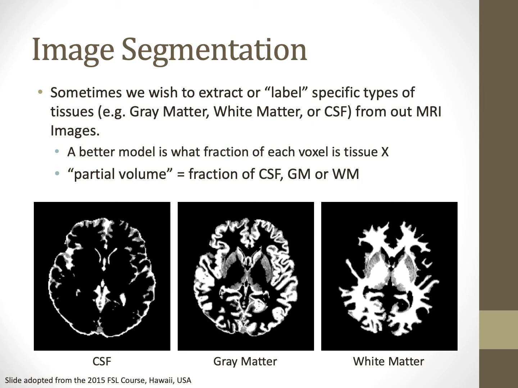Typically, we can use these partial volume maps along with a threshold to create binary labels of, in this case, the 3 tissue types or regions of interest.